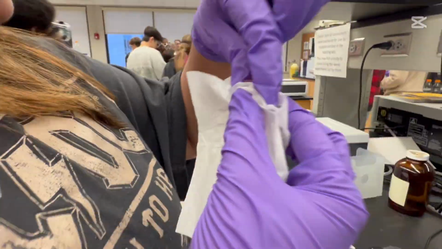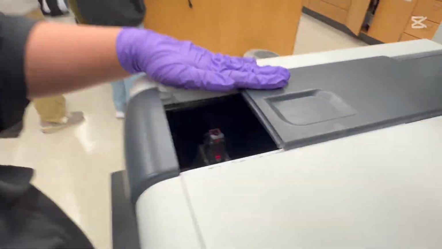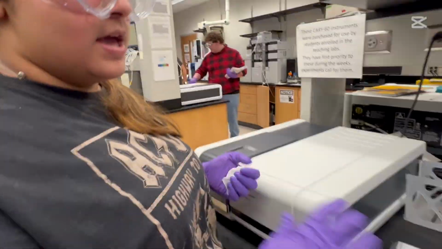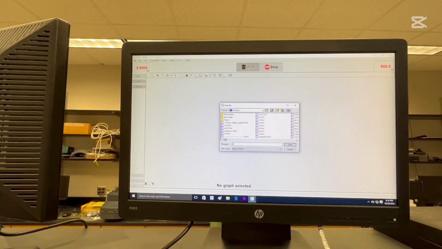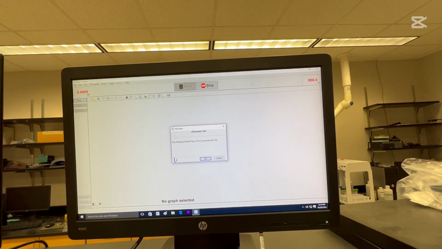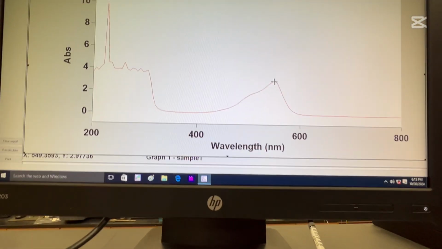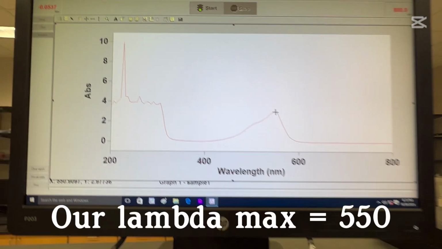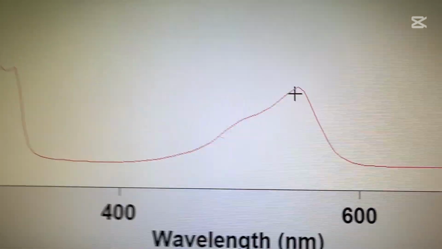Okay, so I'm wiping down the two sides of the cuvette. I'll load it in. I'm going to close the lid. And then start. I'm going to name it. That's about 550. The lambda max is the point at which the substance absorbs the most amount of light.